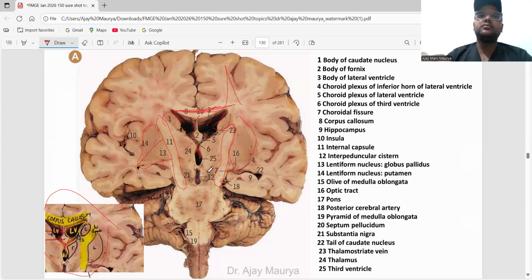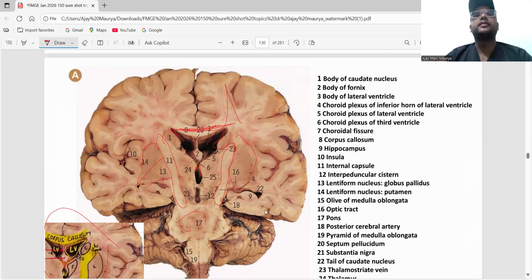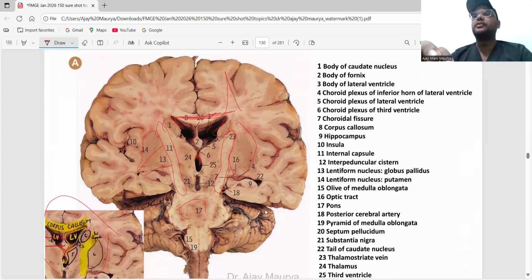I think everyone knows about this one. This is the pons, thalamus, midbrain, and the spinal cord going down, ending at the medulla oblongata. These two are the cerebellum. That's what you have to learn from the exam point of view. Next, these folds are called the insula.